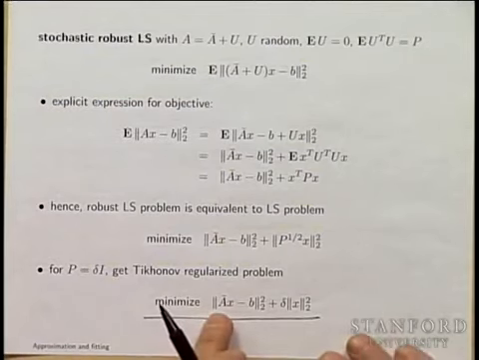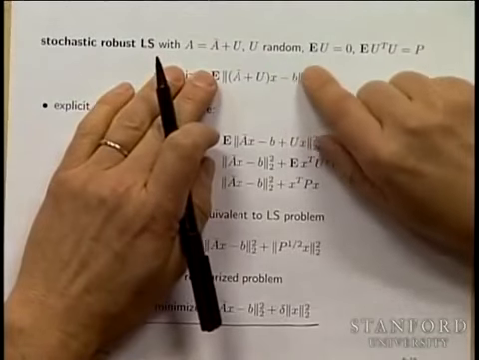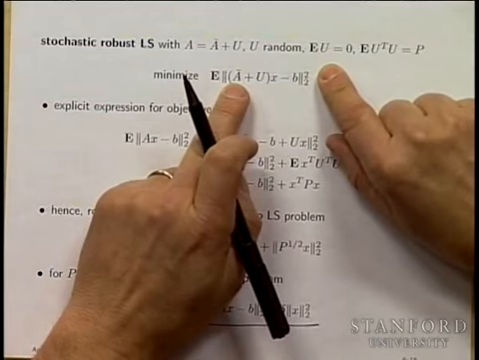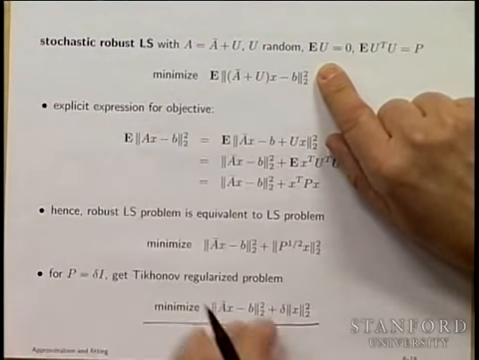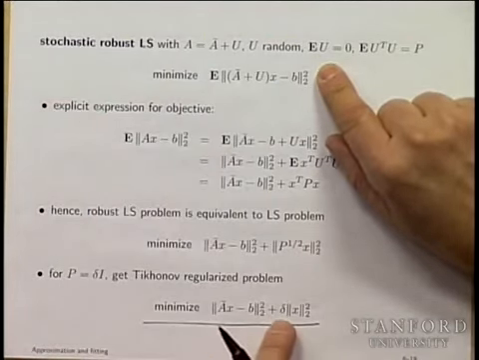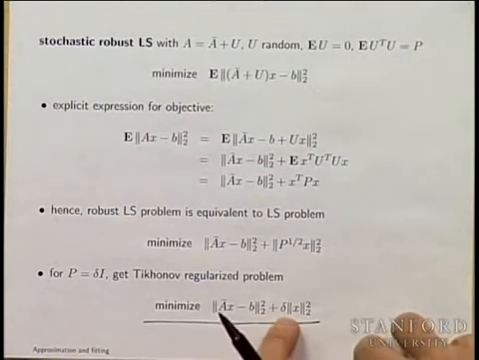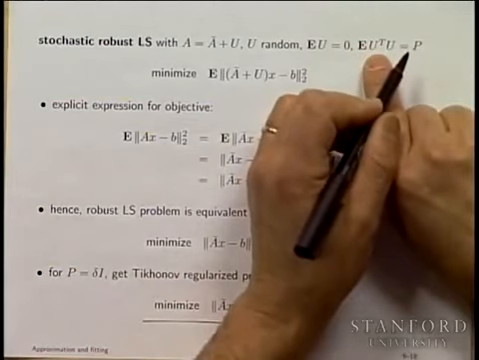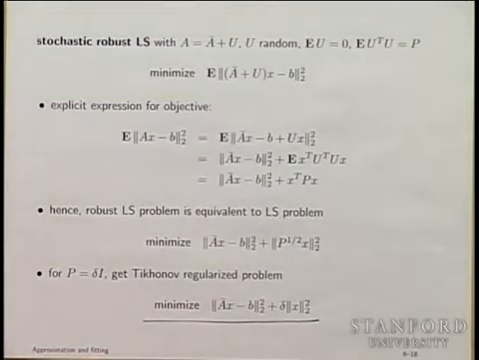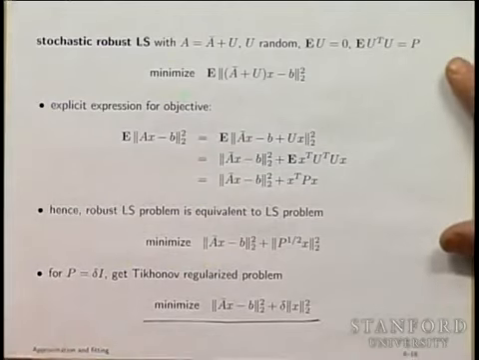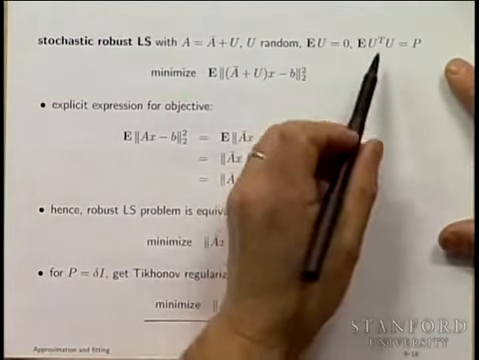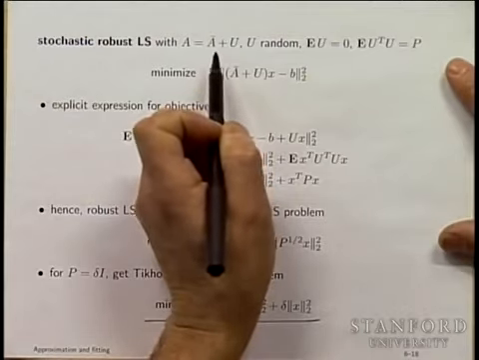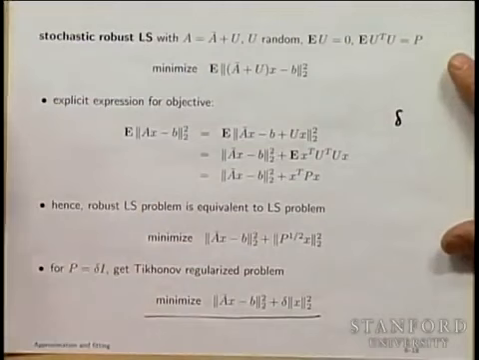I'm actually wanting to minimize the expected value of this thing here, and I'm taking into account statistical variation in A. And that's what this is. And then delta has a very specific meaning. Here, delta is literally, if the expected value of U transpose U is delta I, then we know exactly what delta means. It says that the components of A each have variance delta exactly.